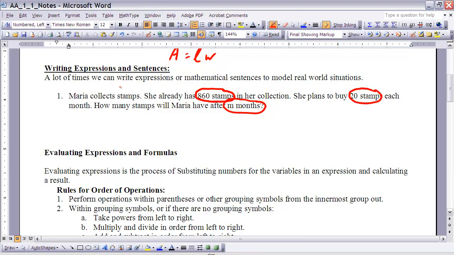So when I write my expression, I'm going to write it as, here's what I'm starting with, 860. Each month I'm adding to it 20 stamps. Well, to figure out that each month, I'm going to take 20 times the number of months. So after 1 month, we'll add 20 onto 860. After 10 months, we're going to add 200 onto 860. So this expression would model this situation.